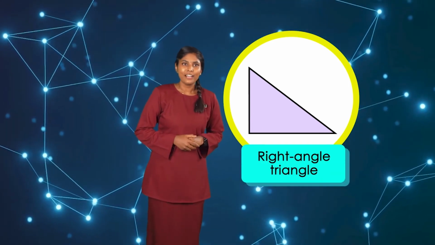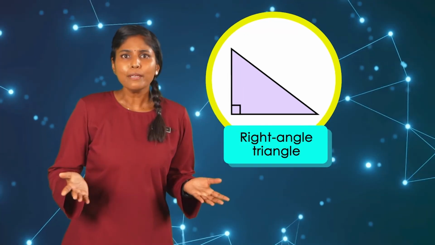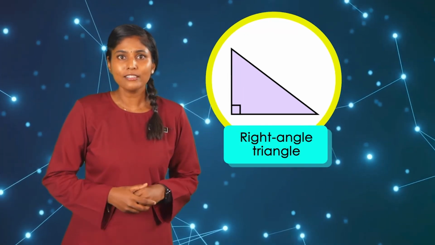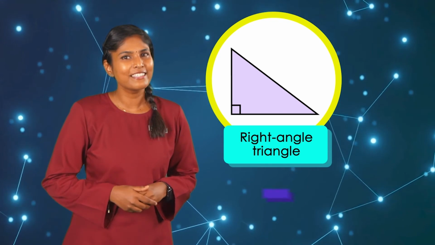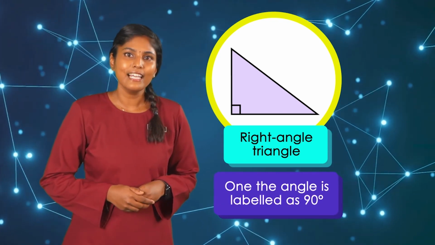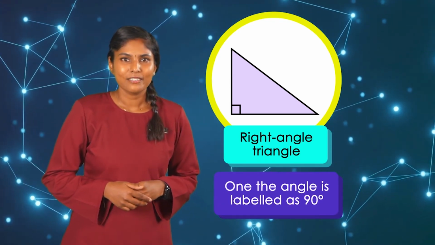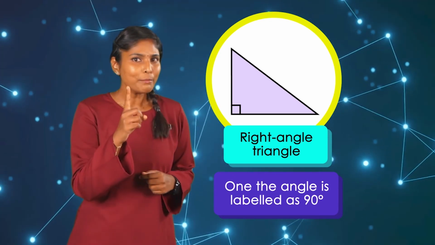Very good! It is a right-angled triangle. What makes this a right-angled triangle? Of course, one of the angles is labeled as 90 degrees. Good! 1 point for you.